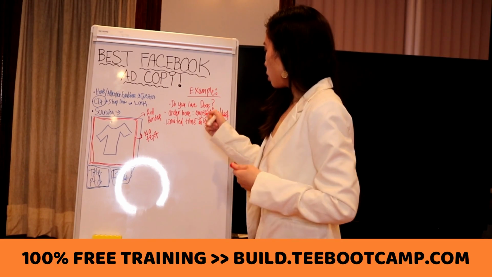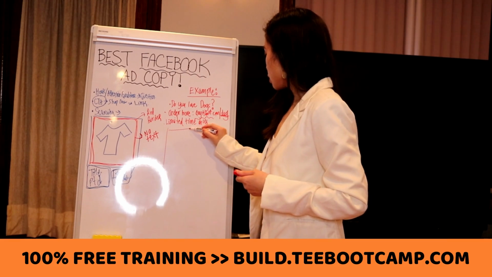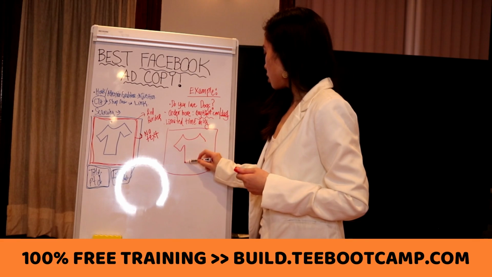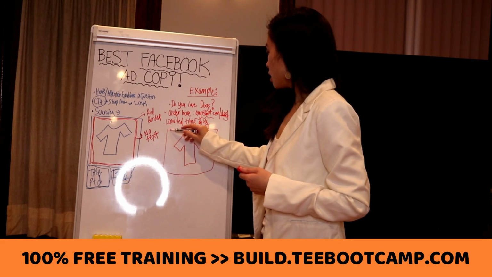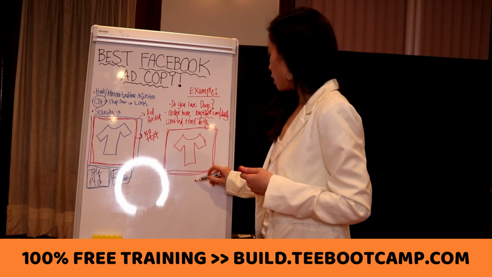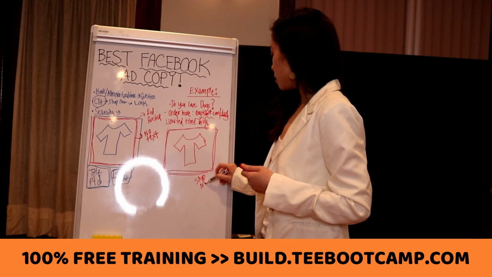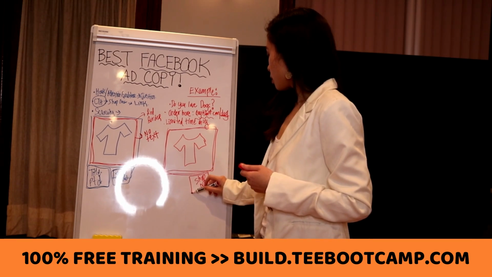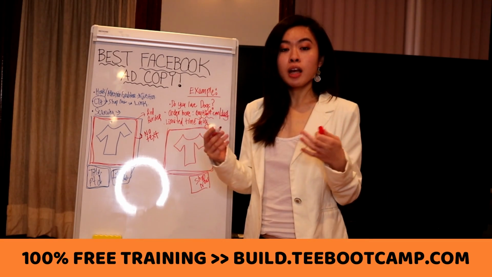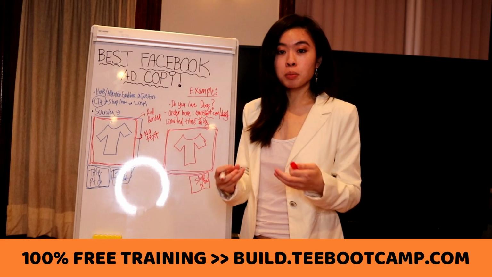All right, so we're going to be having our ad. So let's just say we're going to have our ad, and this is going to be a dog t-shirt. All right, so again, I'm going to be having a border to capture people's attention, and also the shop now button. All right, so this is a good example of how I actually write the perfect Facebook ad copy.